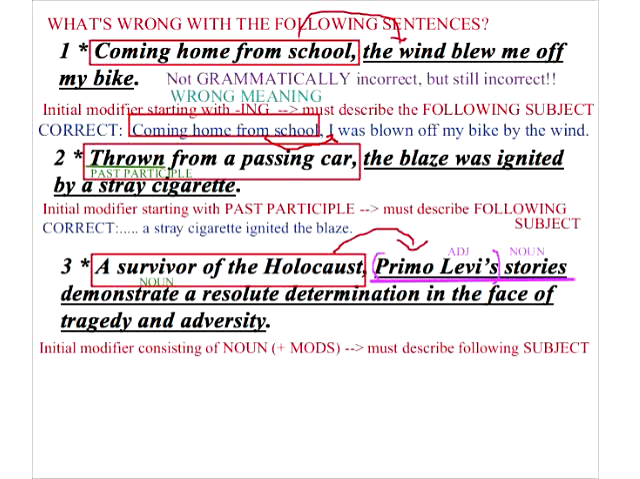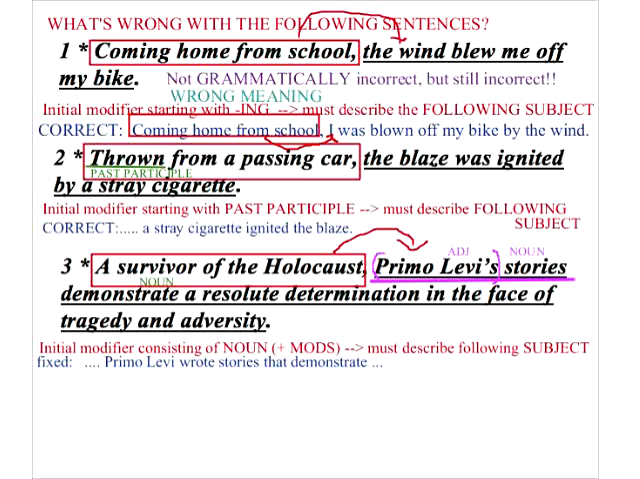That's incorrect because Primo Levi's stories are not a survivor of the Holocaust. Primo Levi himself was. So the way you would fix this is you need to have Primo Levi himself as the subject. So "Primo Levi wrote stories that demonstrate a resolute determination in the face of tragedy." Smiley face if that makes sense. Questions, please type them.